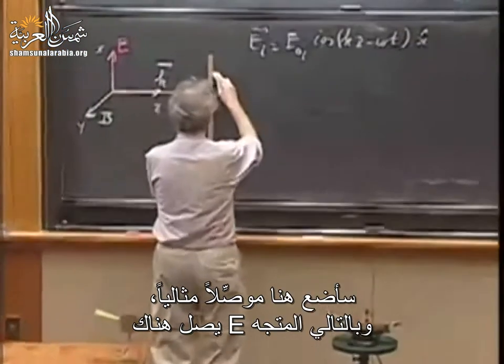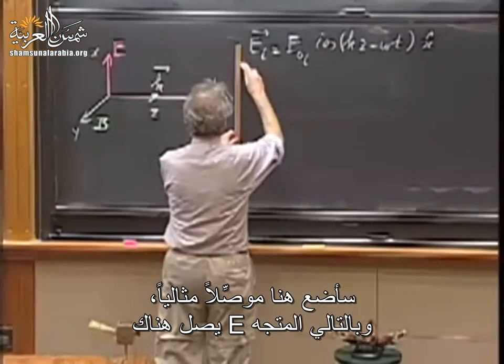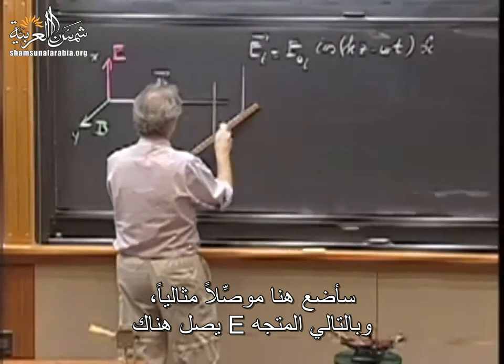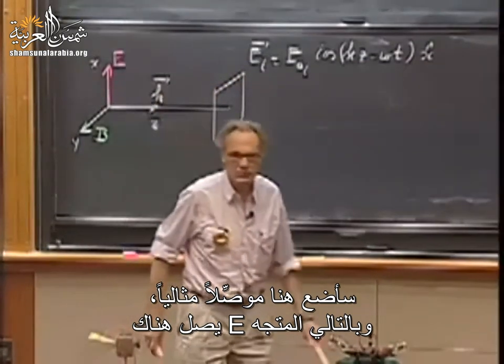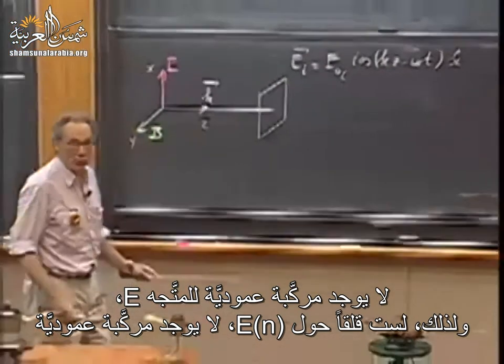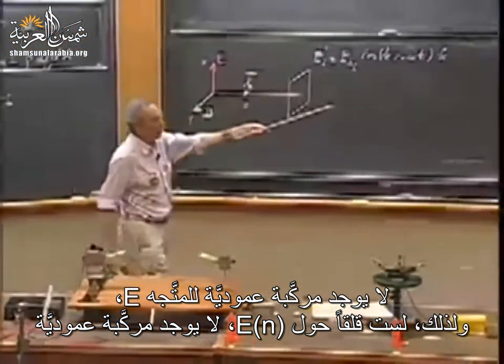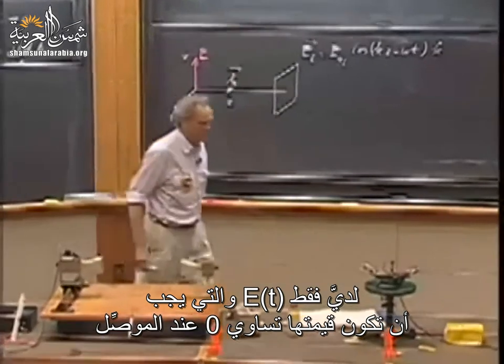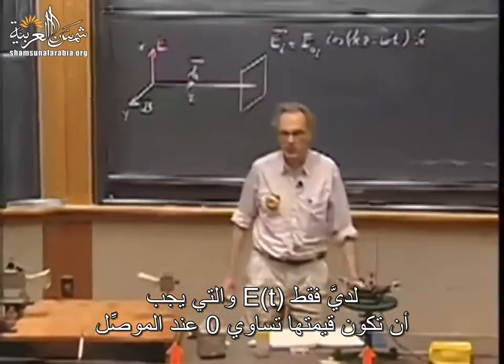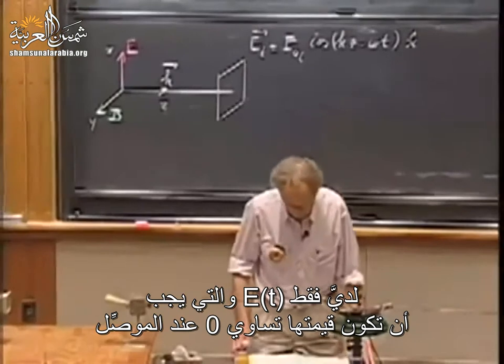But now what I'm going to do, I'm going to put here a perfect conductor, and so the E vector arrives there. There is no normal component to the E vector, so I don't worry about E of n. There is no normal component. I only have E of t, and that E of t must become 0 at the conductor.